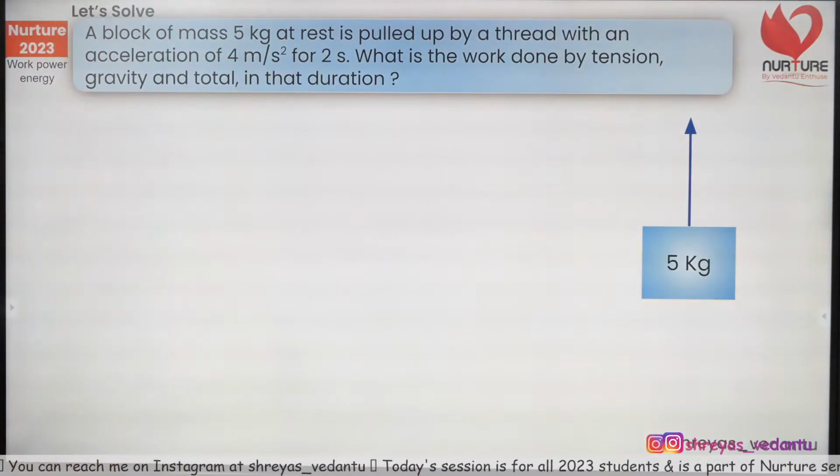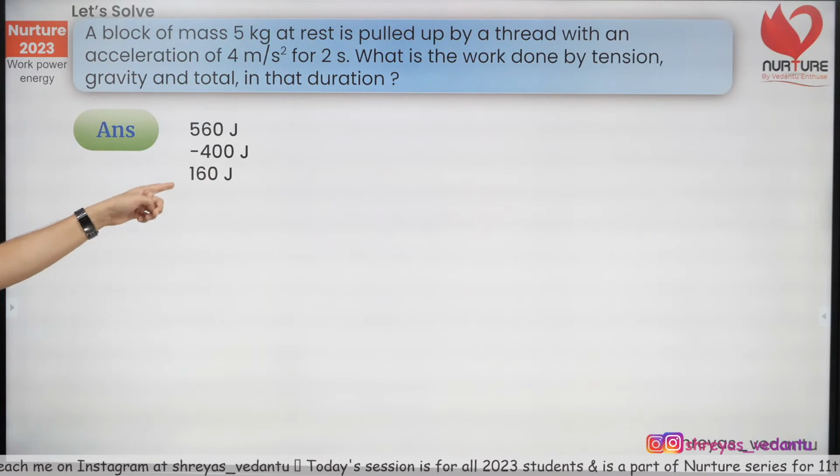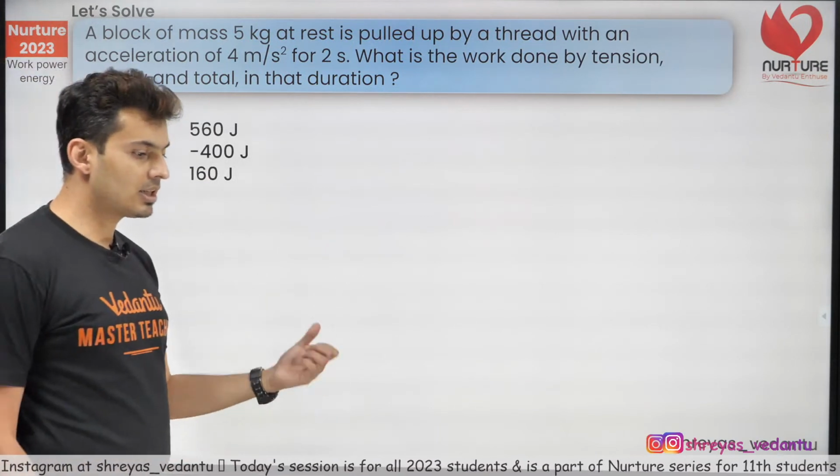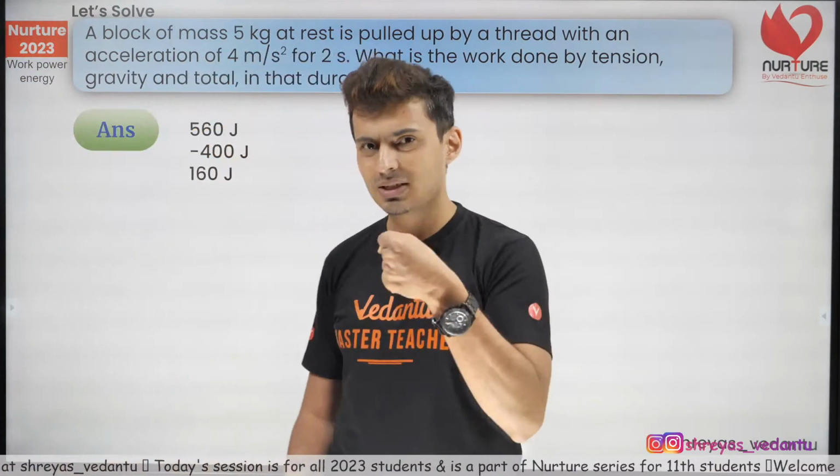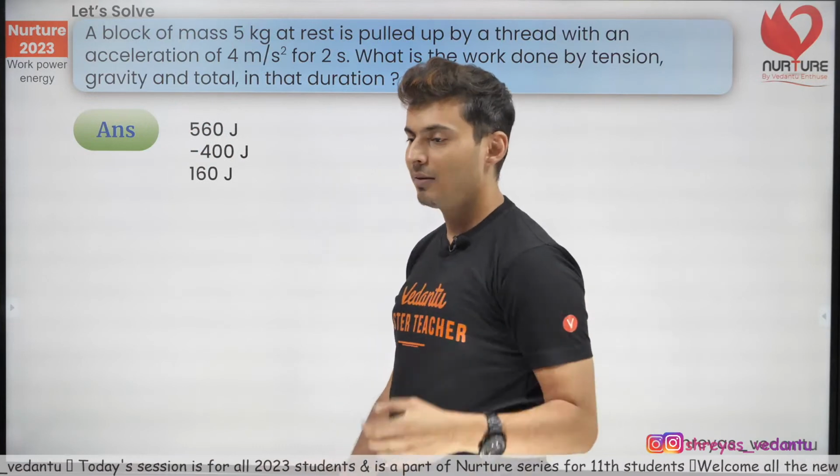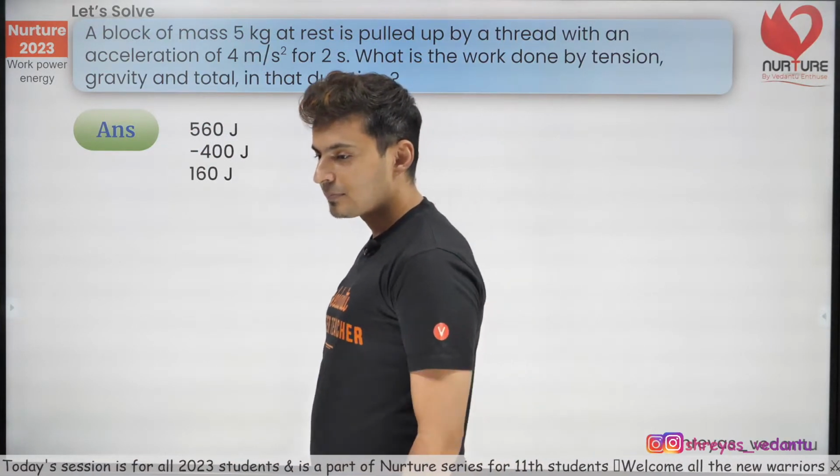All right, let's get moving. 560 minus 400 is 160. Tension is the pulling force in a thread. It always acts away. If tension is 0, it becomes slack.